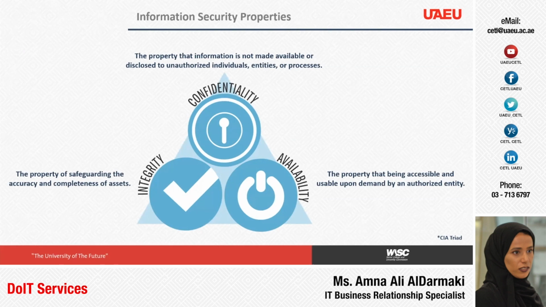Confidentiality is the property that information is not made available or disclosed to unauthorized individuals, entities, or processes. Integrity is the property of safeguarding the accuracy and completeness of the assets. And lastly, availability is the property of being accessible and usable upon demand by an authorized entity.